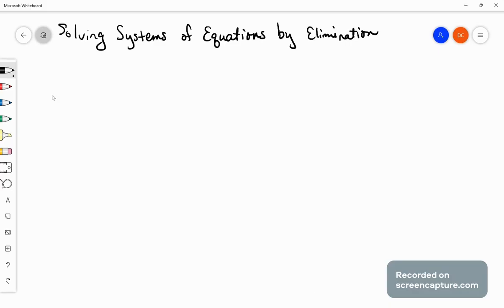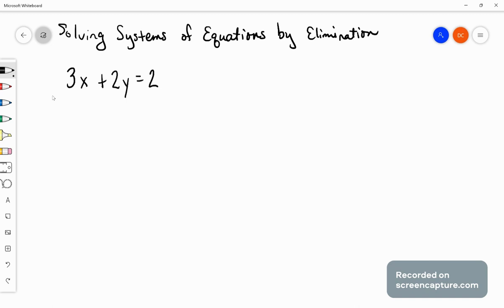Okay, so right now we are solving systems of equations by using the elimination method. We did some simple ones in the previous video, and I'm going to do some more for practice so that you can see how they all work when you have different scenarios.